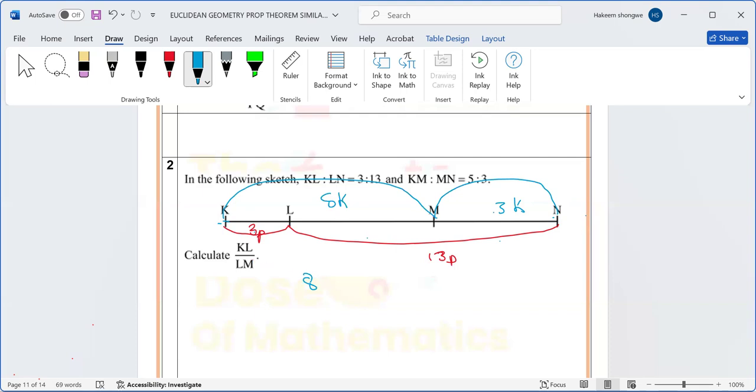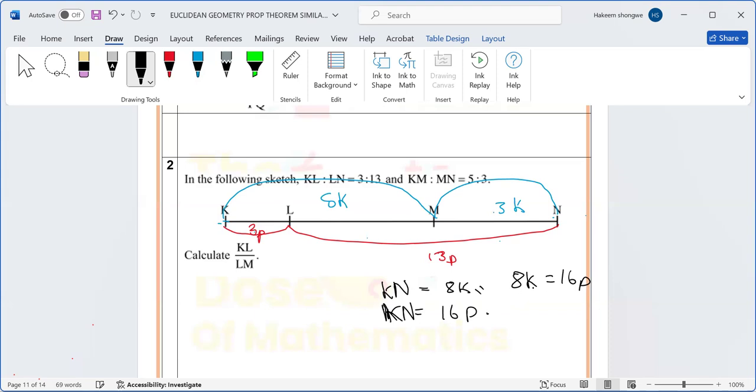If I take KN, it is equal to 8K if I look at red. At the same time, looking at blue, KN is equal to 16 parts. The comparison between these two is that both of them equal KN. Meaning 8K is equal to 16 parts.